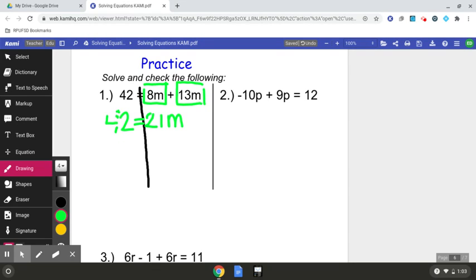And now you really have one step, right? The only thing you're going to do now is undo this multiplication. So we're going to divide by 21 on both sides. So here on the right, we'd cancel out the 21s. We'd be left with just m, which is our goal. And then we're going to divide 42 divided by 21 to get 2.